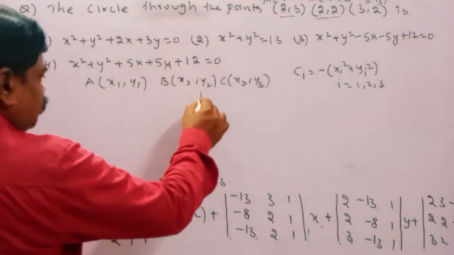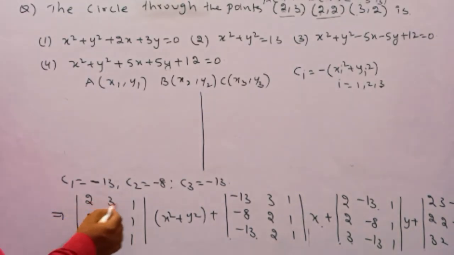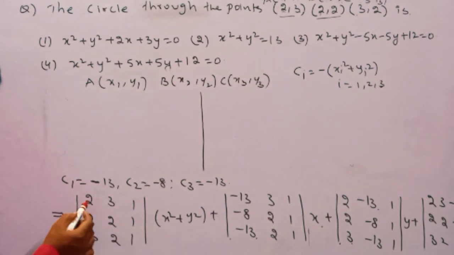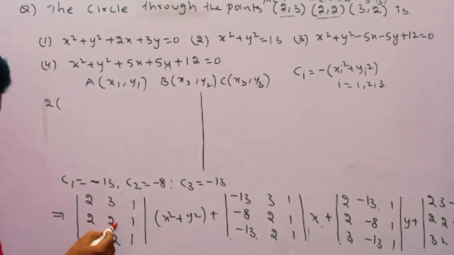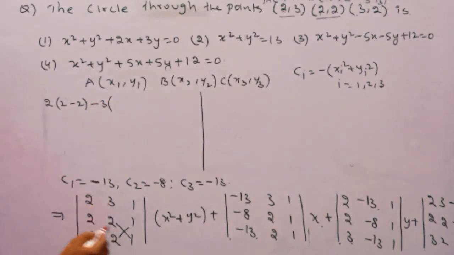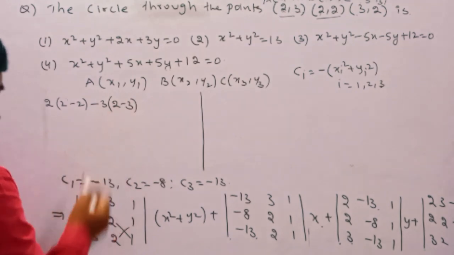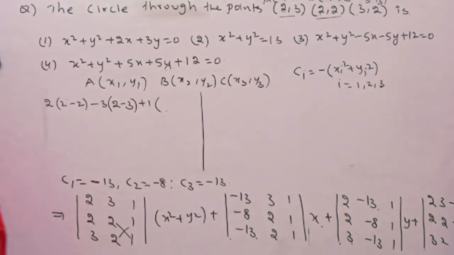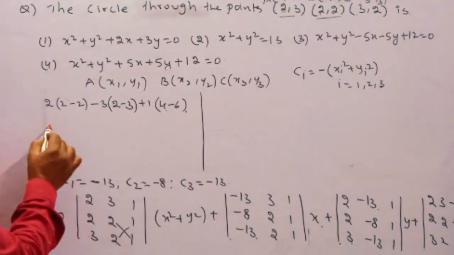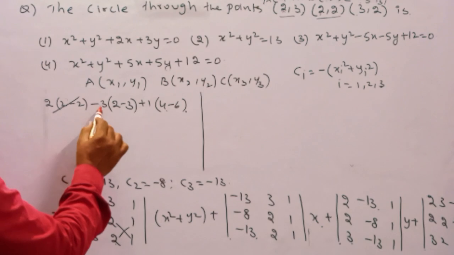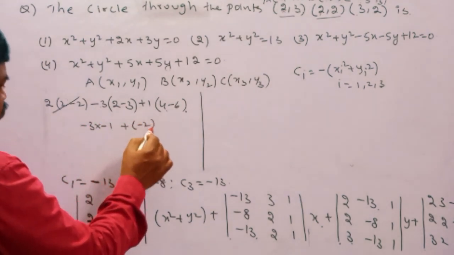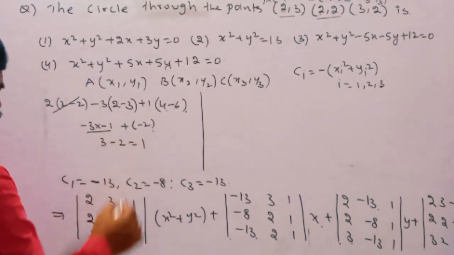Here you see, all of you, this is the determinant 2, 3, 1: 2 of 2 minus 2, minus 3 of 2 minus 3, plus 1 of 4 minus 6. Okay, all of you, this will be 0. Minus 3 into minus 1, plus minus 2. This is 3 minus 2, which is equal to 1.